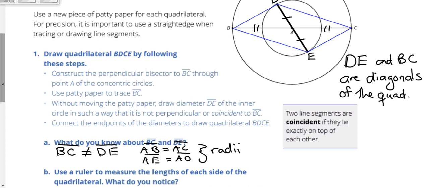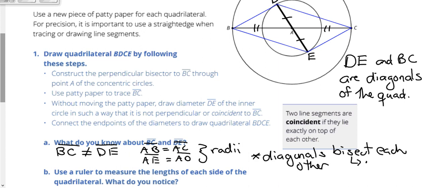Okay, so we know that those things are equal, but that also tells us that the diagonals bisect each other. So again, whatever quadrilateral this is, we know that the diagonals bisect each other. Bisect, again, means cut in half, or cut into equal parts. So they cut in half.